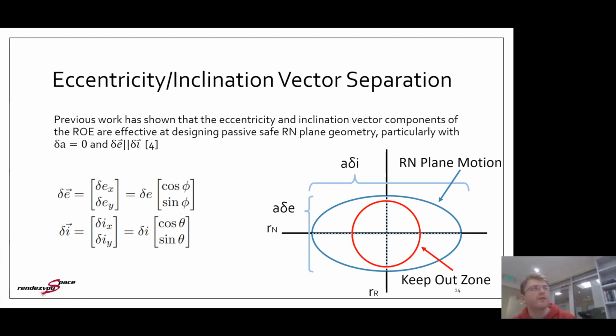So this sort of design makes it very easy to keep out of a certain area around the chief. If we wanted to target an orbit that was not getting closer than a certain amount to the chief, that would be our RN separation, and it would be very convenient to achieve an aligned eccentricity and inclination vector. It is not essential, but this kind of philosophy for designing our relative orbit based on the quantities of our eccentricity and inclination vectors will be a prevailing theme in this work.